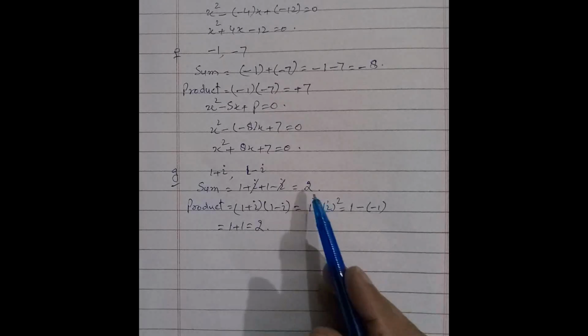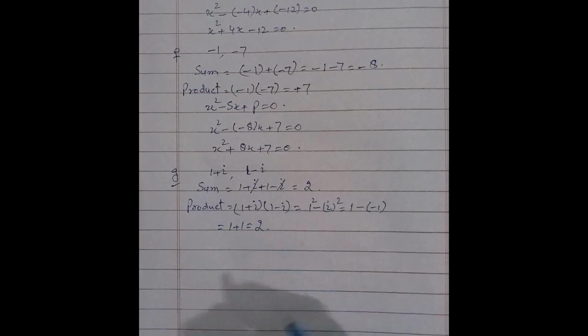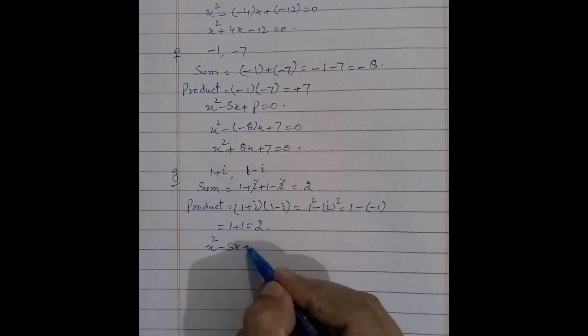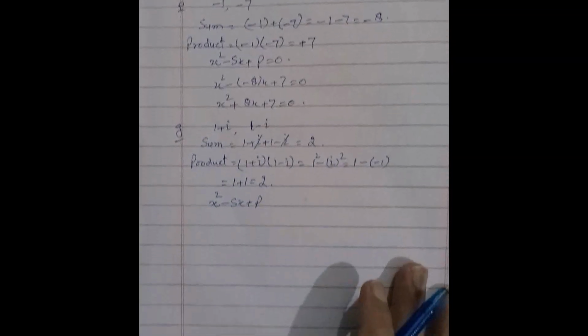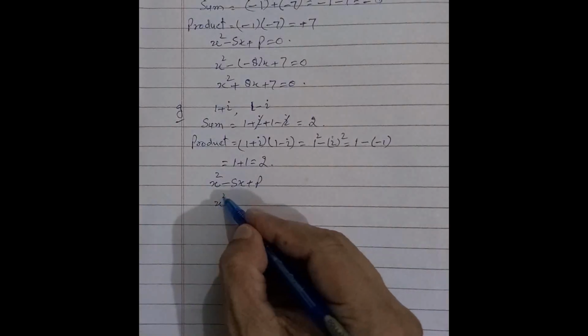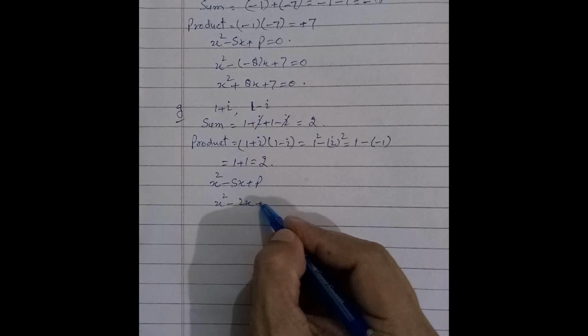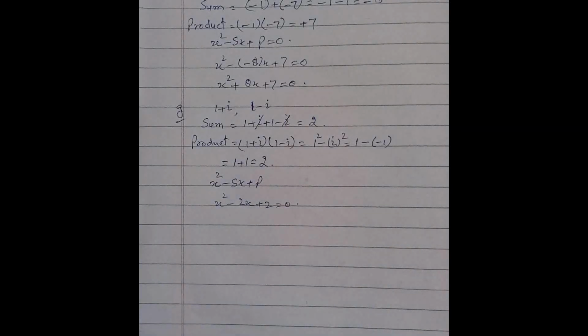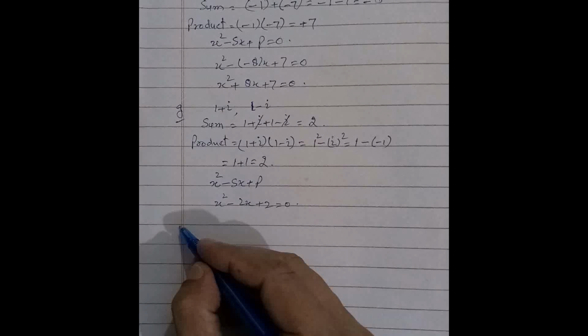Here the sum is 2 and the product is also 2. The standard equation is x square minus sx plus p. So we put the value of sum and product. We get x square minus 2x plus 2 is equal to 0. And it is the equation in part G. Next, the H.